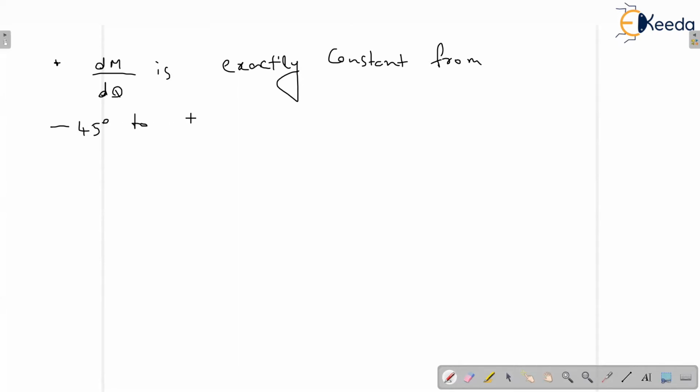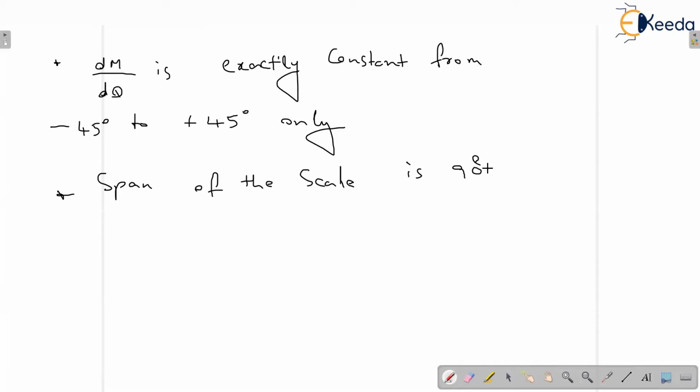Then next, dm by d theta is exactly constant from minus 45 degrees to plus 45 degrees only. The span of the scale is 90 degrees.